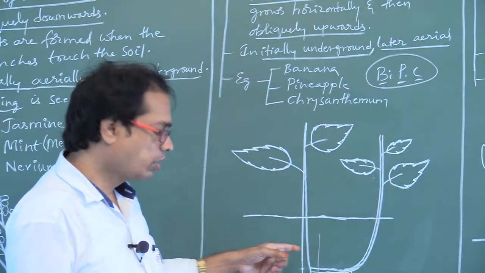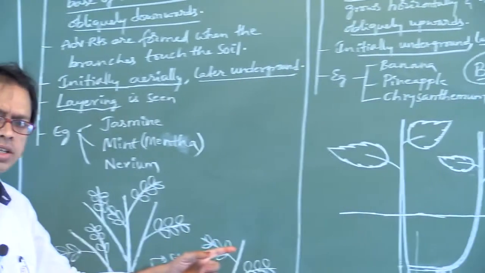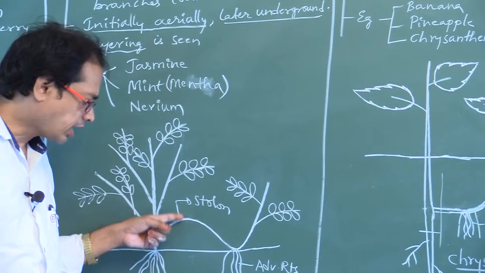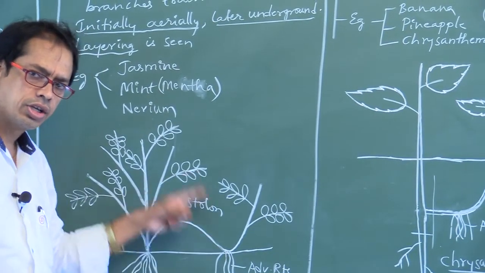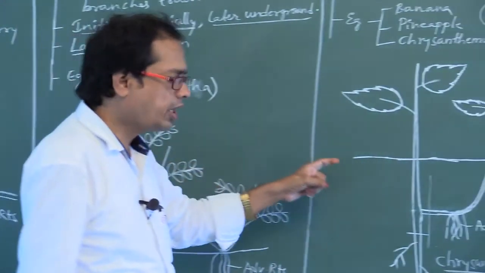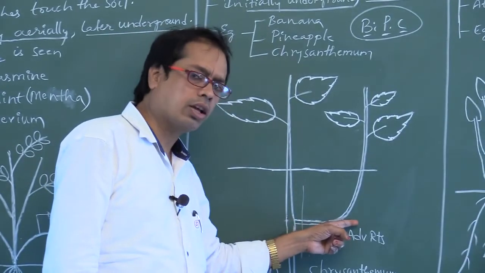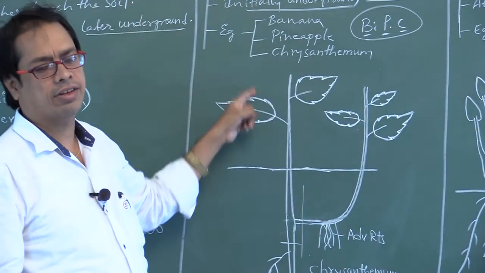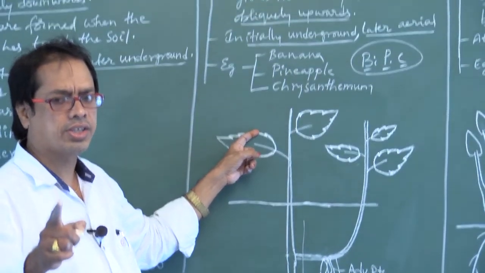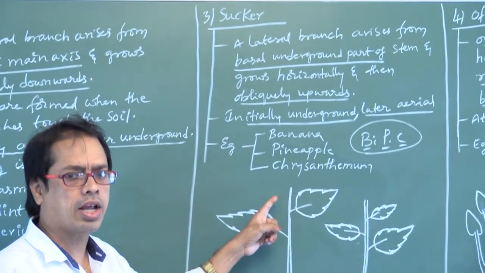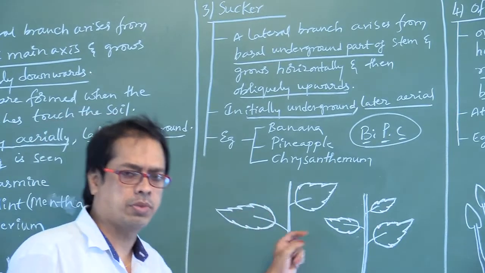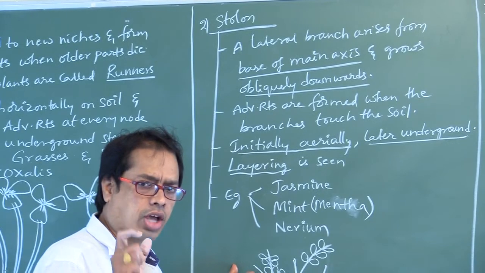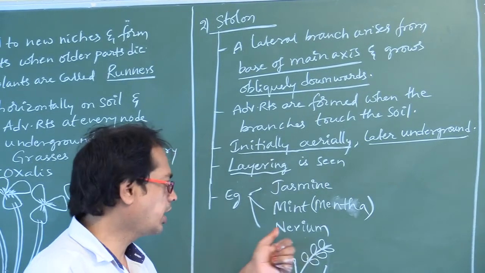Okay. So, what is the difference between these two? Initially it is aerial and later underground, that is stolon. But here initially underground and finally aerial, it is sucker. Examples of sucker are BPC: banana, pineapple, chrysanthemum. Examples of stolon are jasmine, mint and nerium.